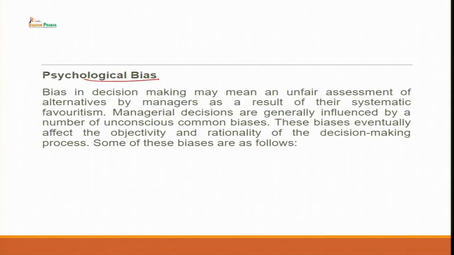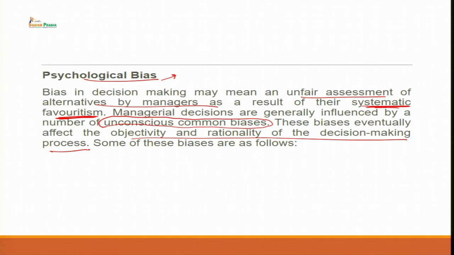Psychological bias is another factor that disturbs the decision making process. It may mean an unfair assessment of alternatives by managers as a result of their systematic favoritism. So, this is an unfair and unjust practice. Managerial decisions are generally influenced by a number of unconscious common biases that individuals make. These biases eventually affect the objectivity and rationality of the decision making process. So, let's understand the different types of psychological biases that the manager faces while taking decisions in the organizational setup. The very first is the framing bias.